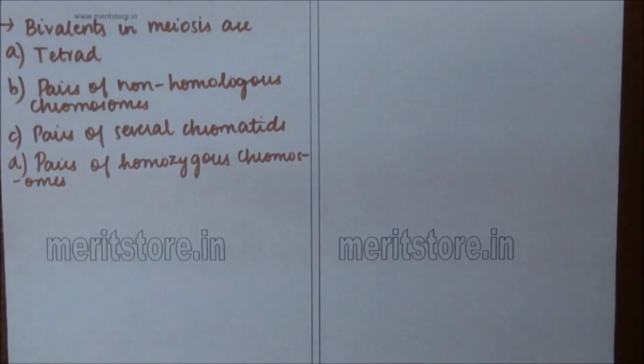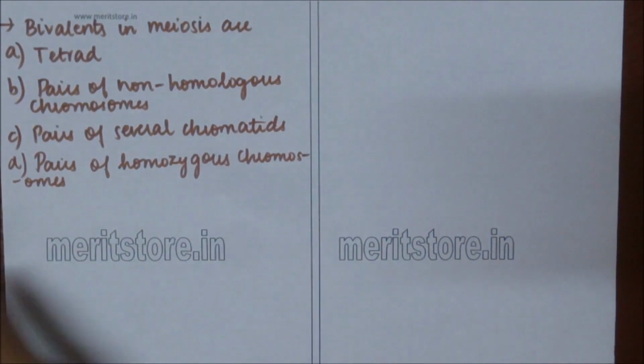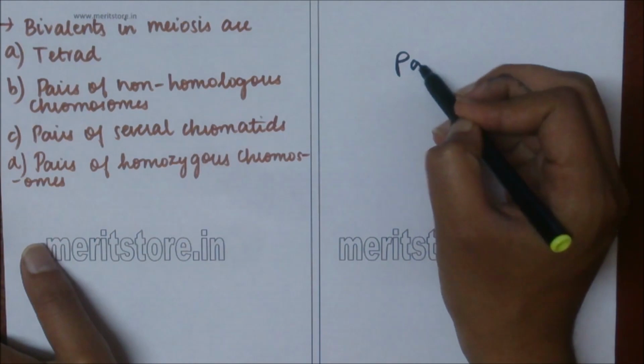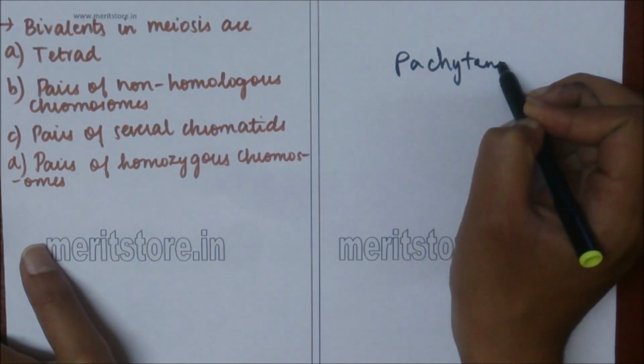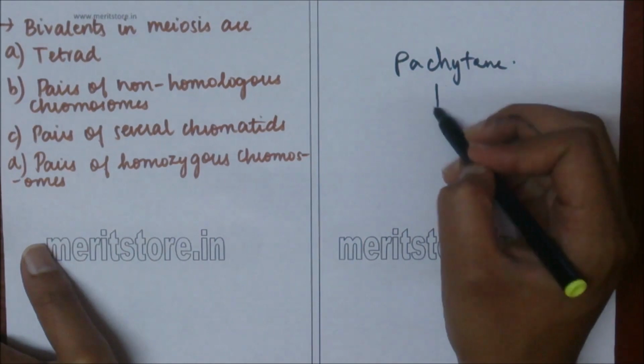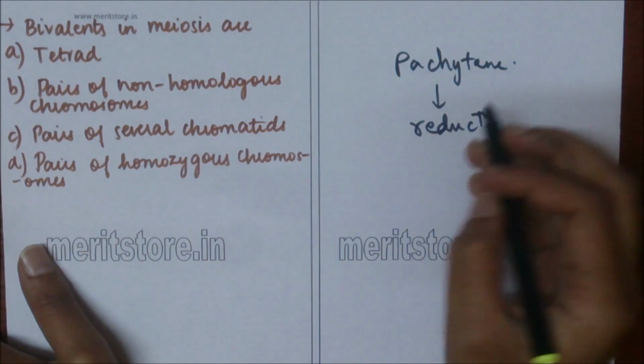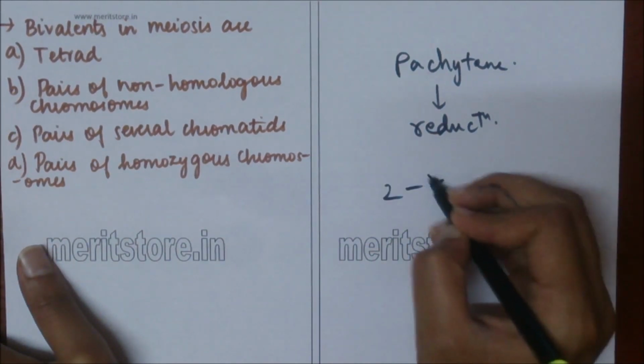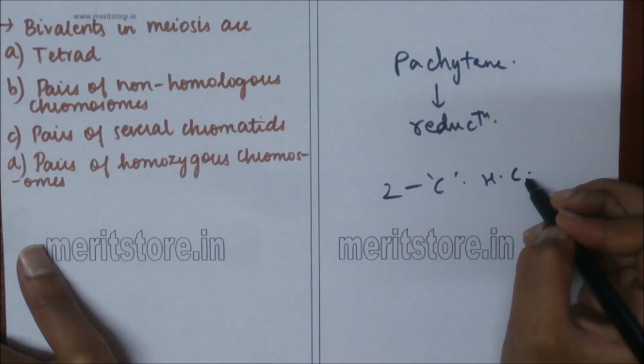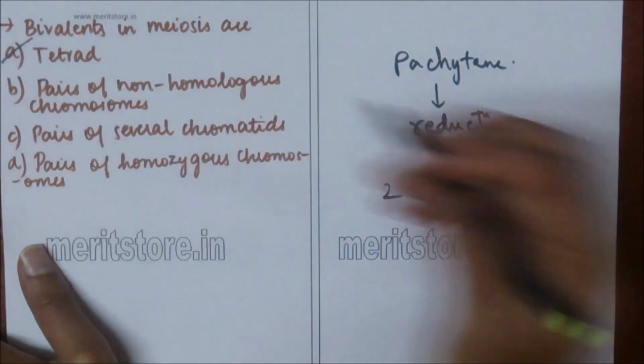Bivalents in meiosis are A. tetrad, B. pairs of non-homologous chromosomes, C. pairs of serial chromatids, D. pairs of homozygous chromosomes. Bivalent formation occurs in the pachytene stage of meiosis, which is reductional division. During this stage, two chromatids of homologous chromosomes, known as bivalents, later form a cross, showing a tetravalent or tetrad stage. So bivalents in meiosis are tetrads.